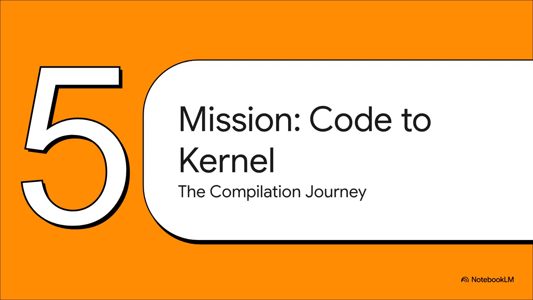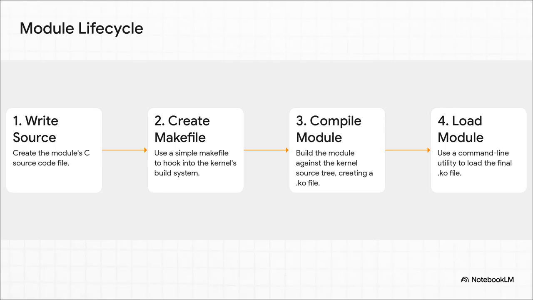Okay, we get the code, we get the risks. So how do we actually get our little mission from a source file into the running kernel? Let's follow the journey, step by step. The whole process basically breaks down into 4 key steps. First, obviously, we write our C source file. We've already seen what that looks like. Next, we create a special makefile. It's often just one line, and its whole job is to hook into the kernel's own build system. And this part is absolutely critical because you have to compile your module against the exact source code of the kernel you're running. This makes sure everything is compatible.